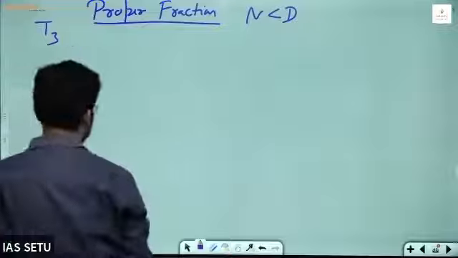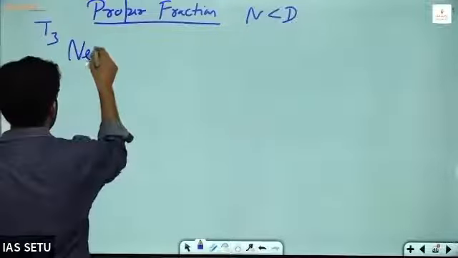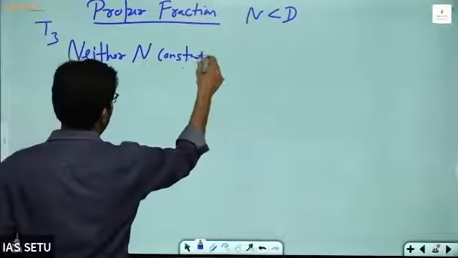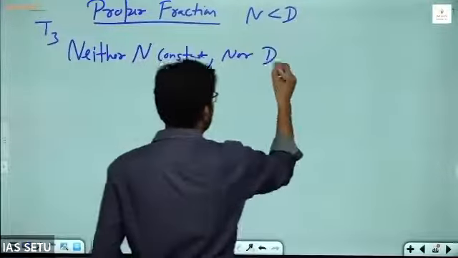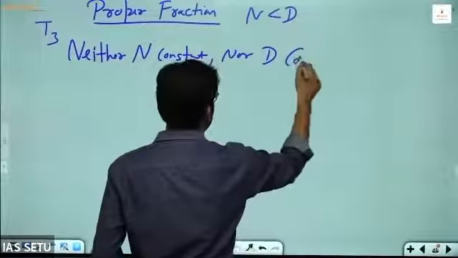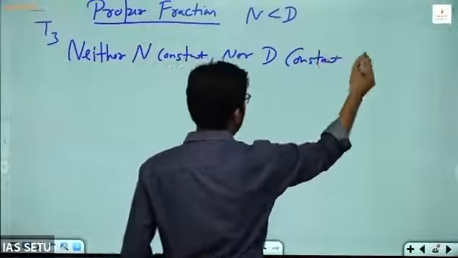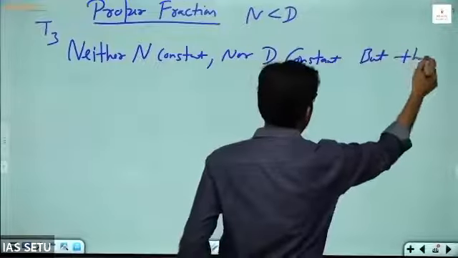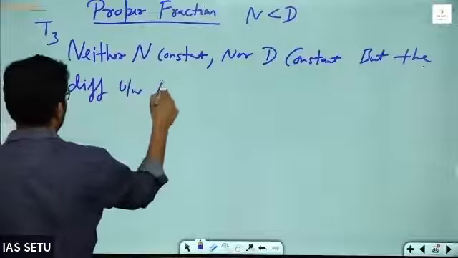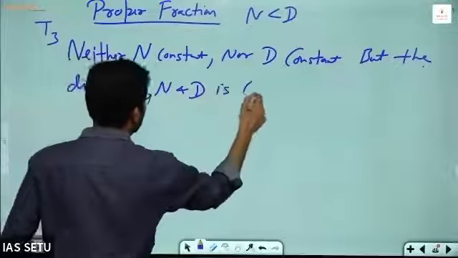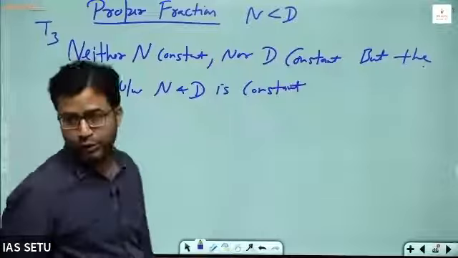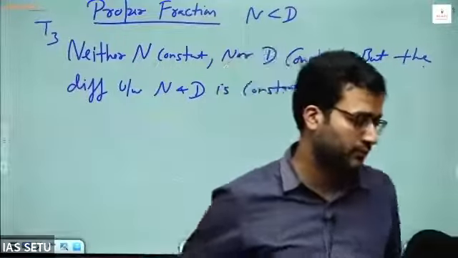What is type 3? Neither numerator constant nor denominator constant, but the difference between numerator and denominator is constant.